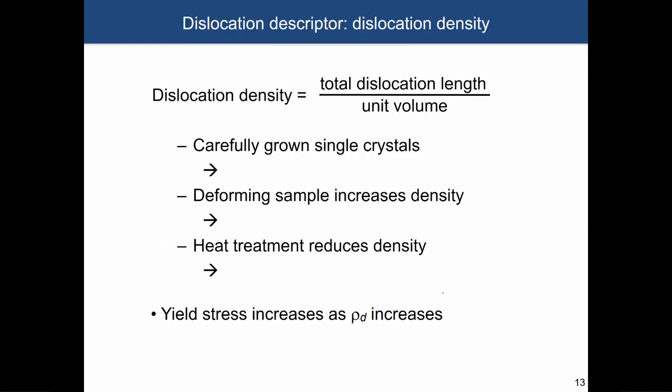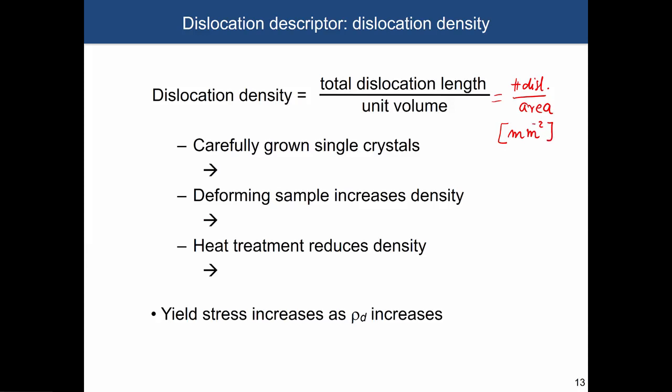So this is the total dislocation length divided by the unit volume, or it is the number of the dislocations divided by an area. So the units are either 1 over centimeters squared or 1 over millimeters squared.